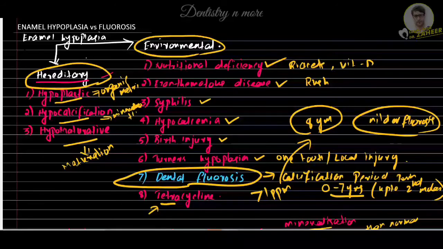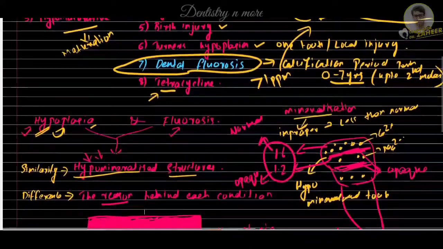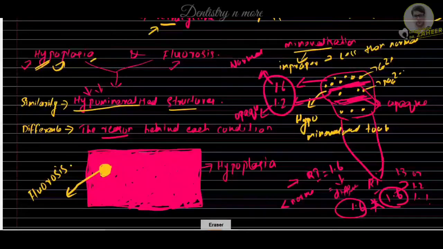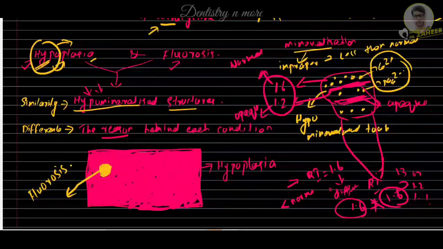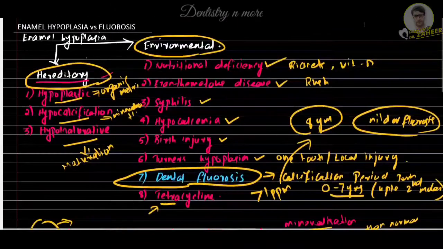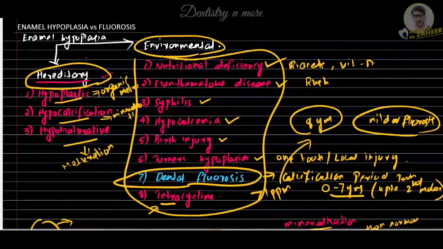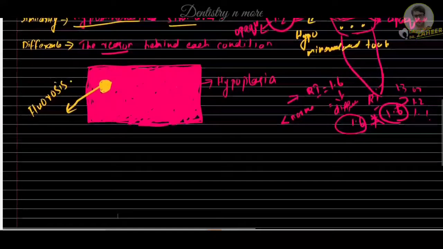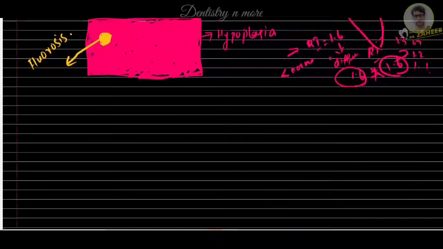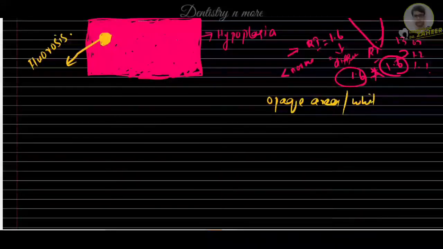So all these reasons cause hypo, that is less than normal, mineralization. The calcium and phosphate deposition will be disturbed because of all these reasons. So all these reasons may cause hypoplasia in teeth. So that is the difference between hereditary and environmental hypoplasia. Hope you understood the difference between enamel hypoplasia and fluorosis, and this concept of refractive index, and why it is seen as opaque areas or white areas. It is because of the difference in refractive index.